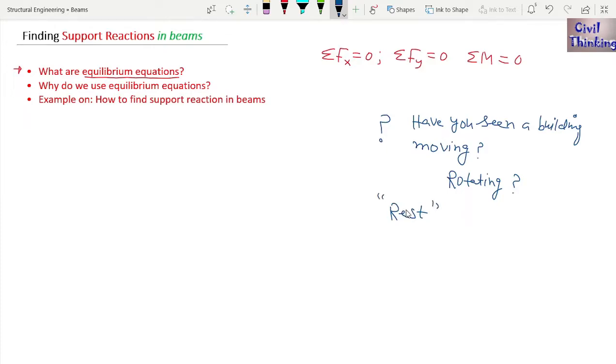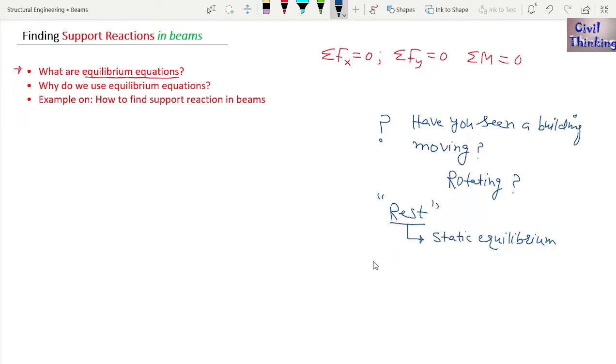Unless, of course, there is an earthquake, because when there is an earthquake, everything moves. Anyway, the construction projects and the buildings are at relative rest with respect to the earth. What does it mean? In physics or in engineering, there's a fancy word for rest. It is static equilibrium. This is just a fancy word, don't worry. It means that the building, or whatever body you're talking about, if it is in static equilibrium, is at rest.